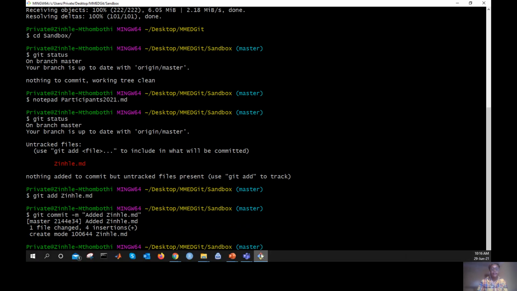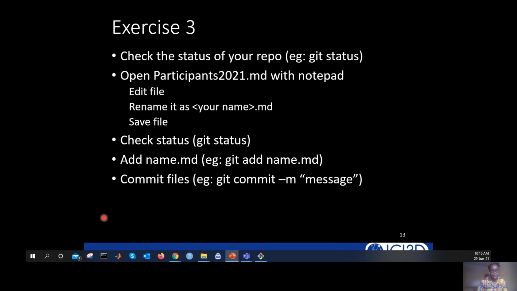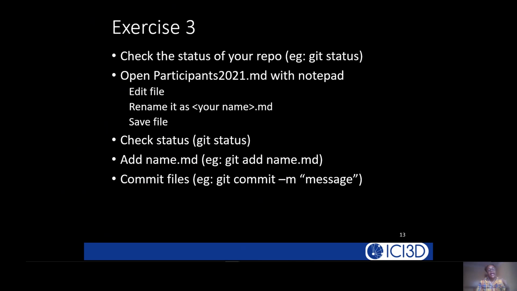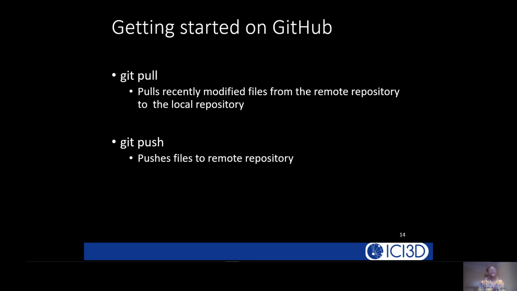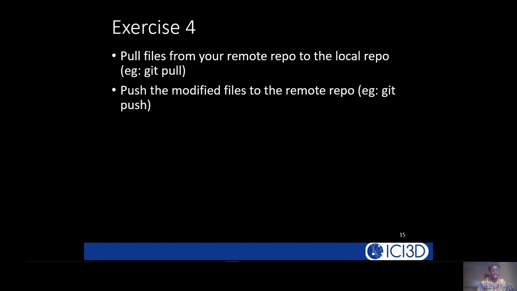So before we continue, we go back to the lecture and see what's next. So we have done exercise 3. Now we are moving on. So again, we said you need to do git pull because you need to pull recently modified files from the remote repo to the one on my machine. So I need to pull whatever is online to my machine. And then after that, we said we push, which is just us pushing the files to the remote repo, which is pushing the files to the online server. So that takes us to exercise 4. Exercise 4 is saying pull files from your remote repo to the local repo, and then after that, you push the modified files to the repo.